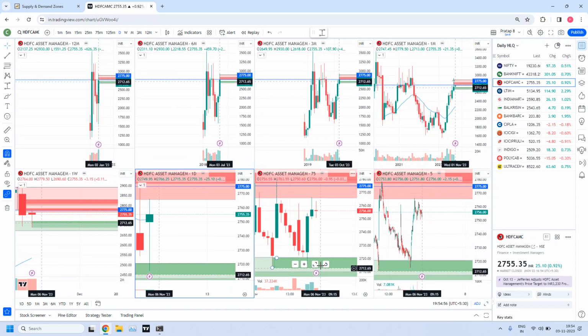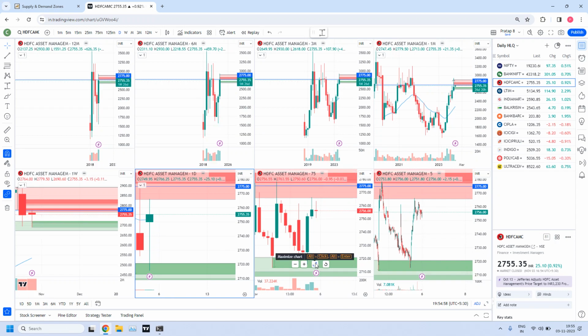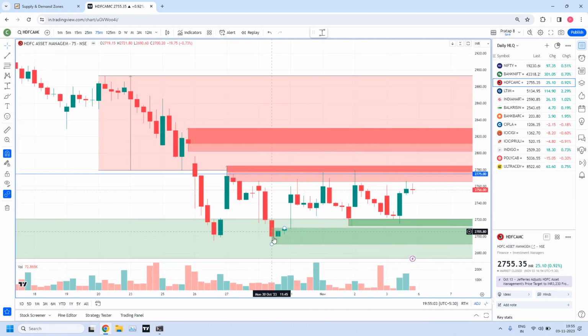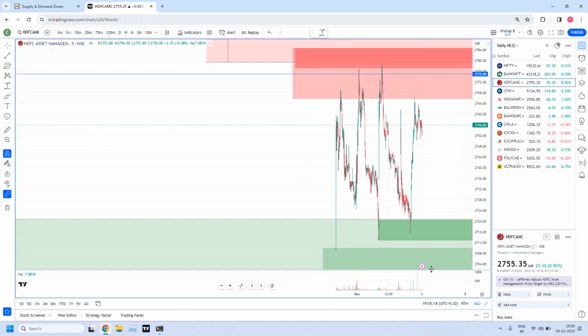The price did not reach into 75 minutes demand zone. Let me go to the 75 minutes time frame. This is that 75 minutes time frame. So the price did not reach into the 75 minutes time frame. Instead, there is a fresh 15 minutes demand zone. So let us go to the 15 minutes time frame.